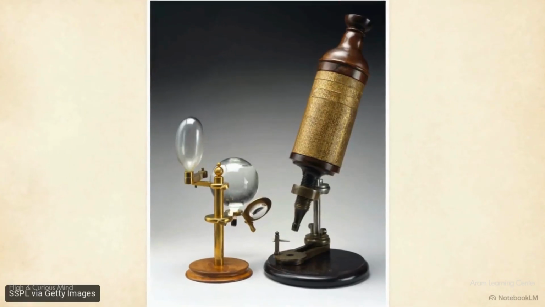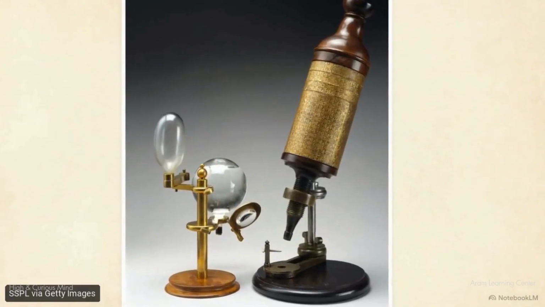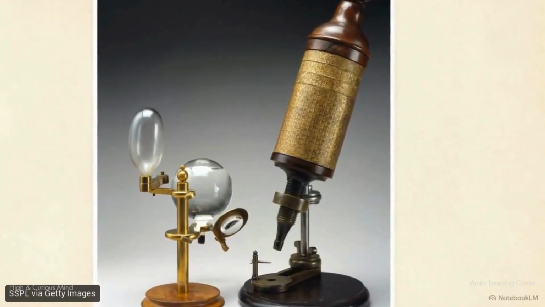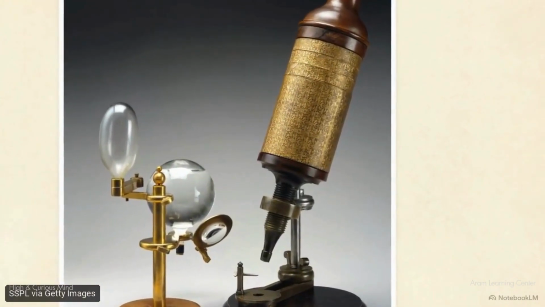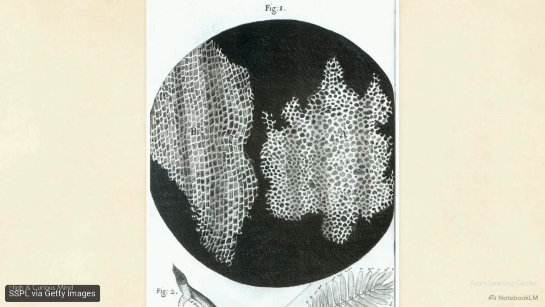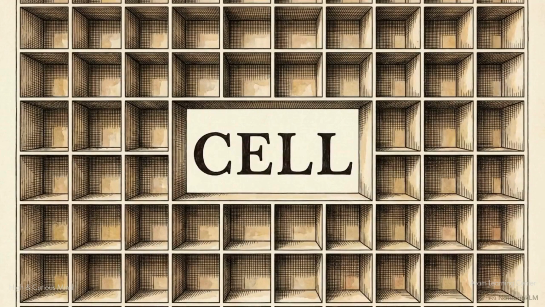That intervention began in 1665, when Robert Hooke examined biological specimens using a microscope he designed himself. While examining a thin slice of cork, Hooke observed a series of small, box-like compartments stacked together. He noted the resemblance of these compartments to small rooms and officially named them cells.